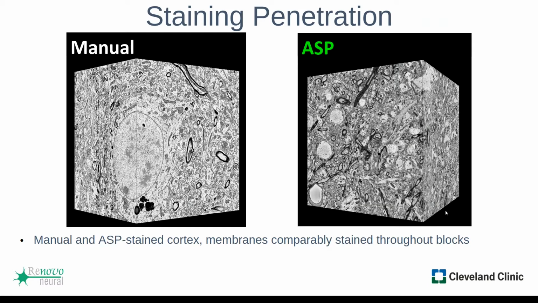This is overall a small region through the image area of a piece of cortex that was manually stained versus in the ASP 1000. They're both well stained, with nicely contrasted features. The membranes appear intact and nice, and it appears even throughout this tissue sample. And these blocks are representative of the much larger sample that was used for this project.